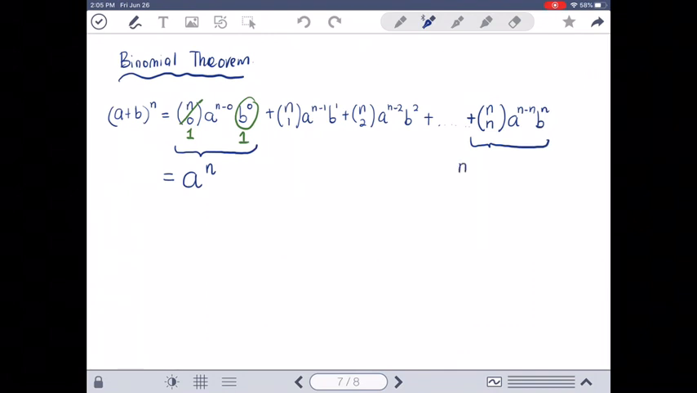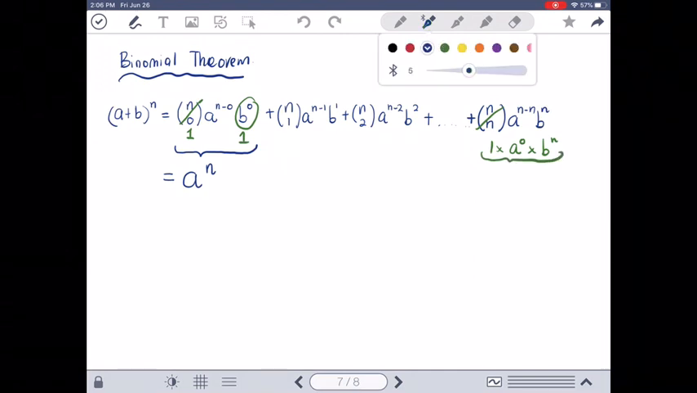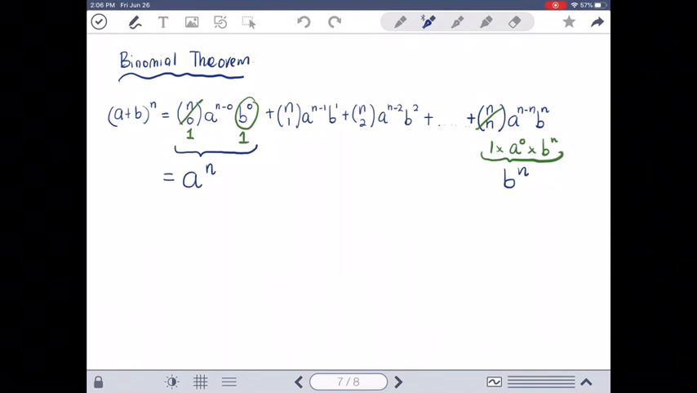Again, the same concept. nCn will always equal 1. Press your calculator. Say we take 3C3 as an example. You will get 1, right? So this will equal 1. And then a to the power of n minus n will equal a to the power of 0, and b to the power of n. Which means that the last term will become b to the power of n.